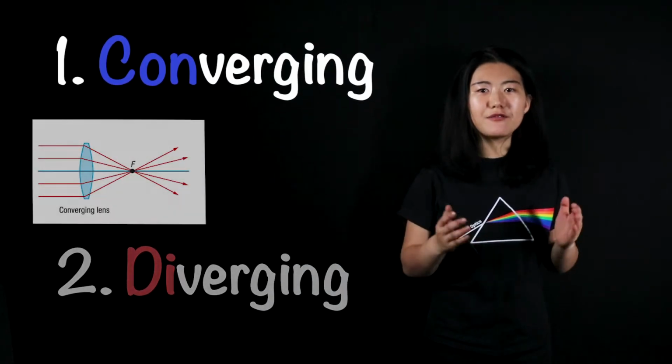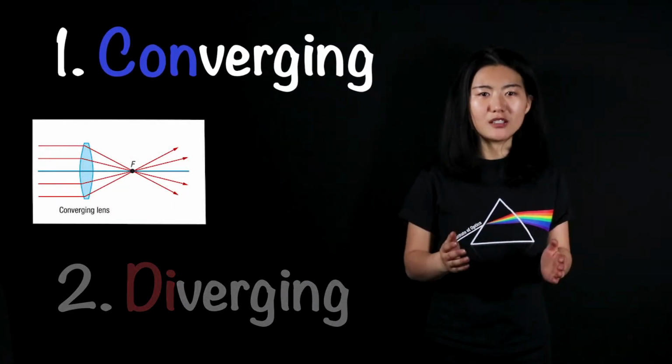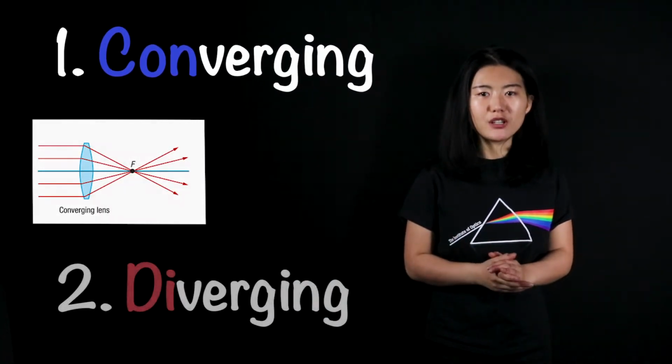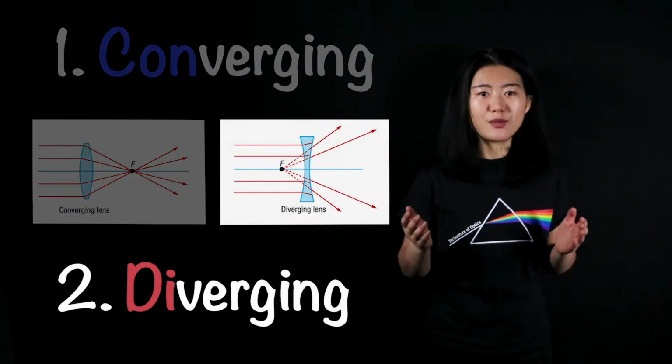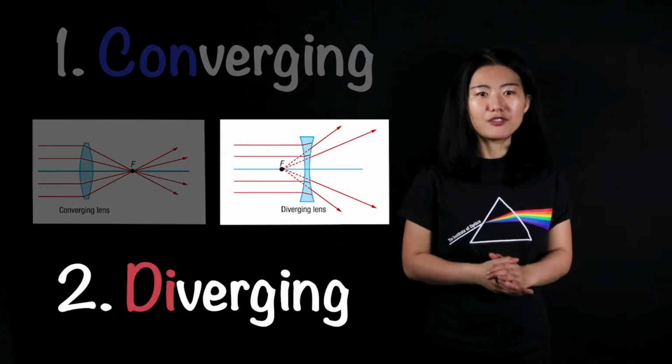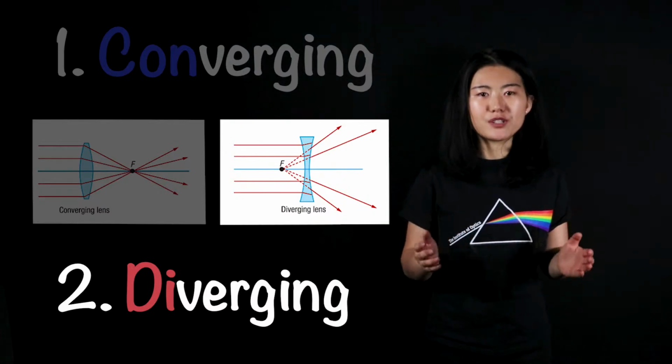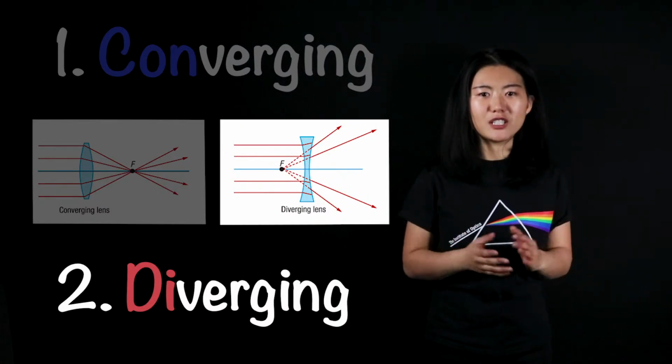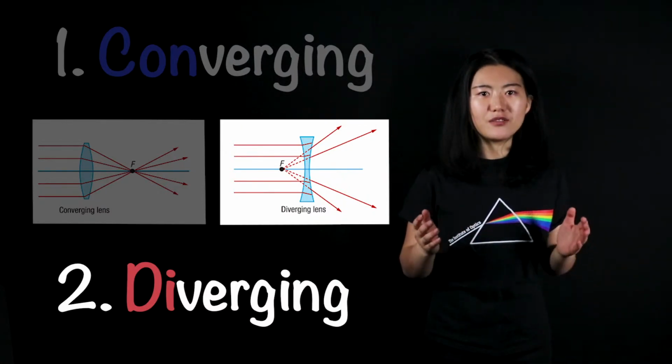Converging lenses can focus a parallel beam to a spot, which is the focal point, whereas diverging lenses spread out that parallel beam. After passing the lens, the beam appears to come from a spot in front of the lens, so that spot is the focal point of the diverging lens.